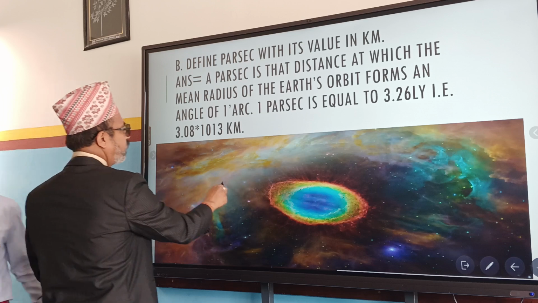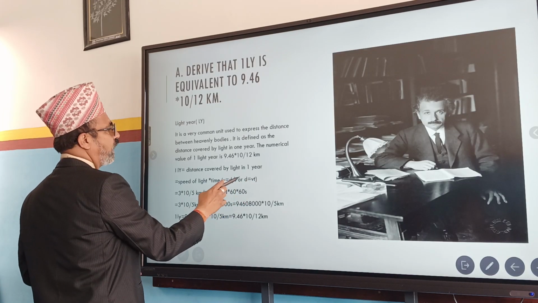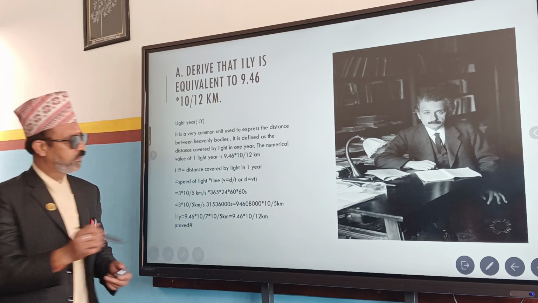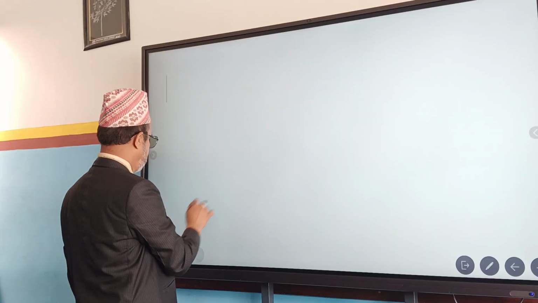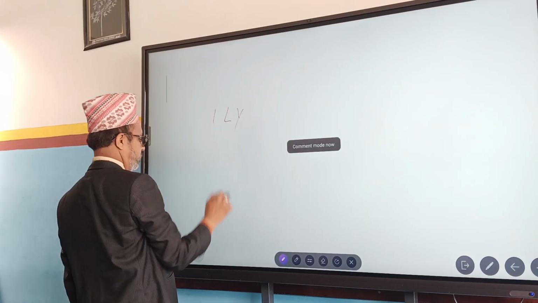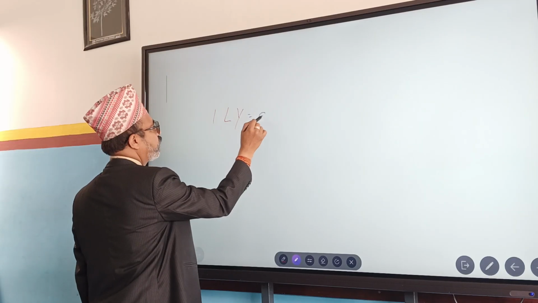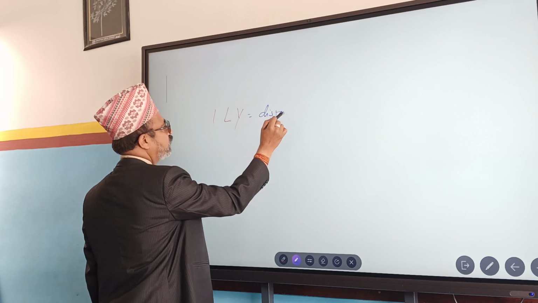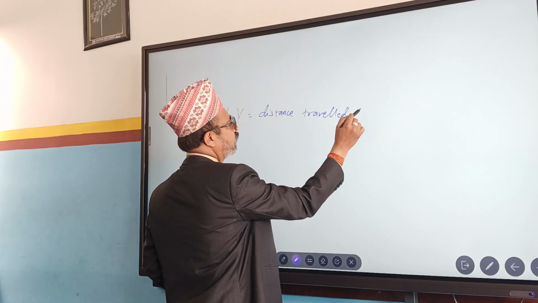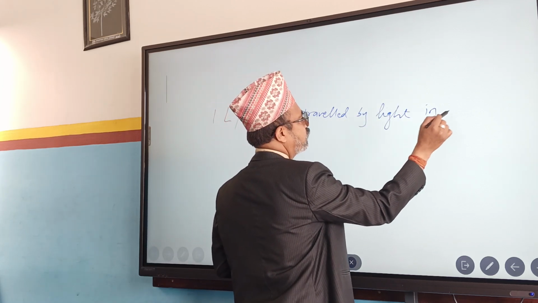So this thing you have to remember, children. One thing she has brought here: how to convert 1 light year into kilometer. Write 1 light year into kilometer. Very simple. 1 light year means the distance traveled by light in a year.